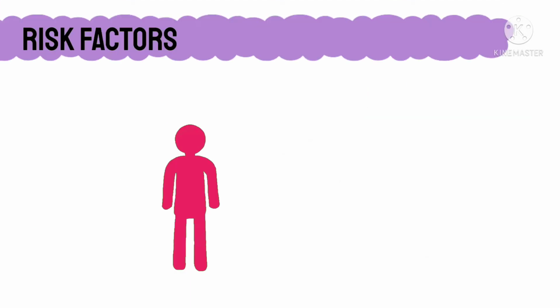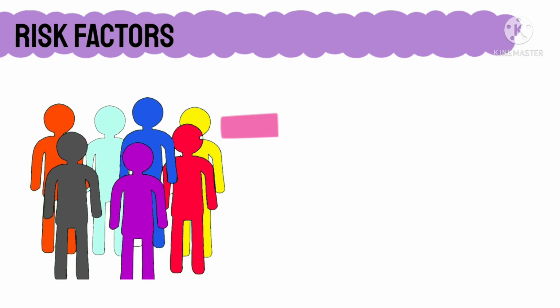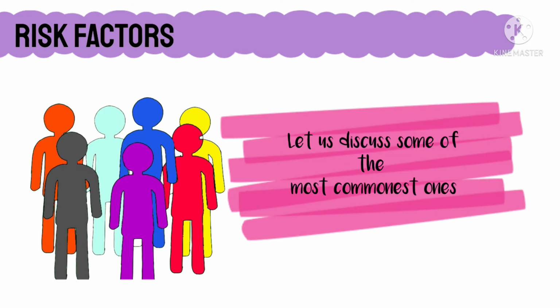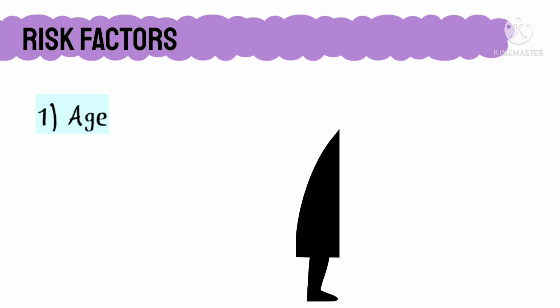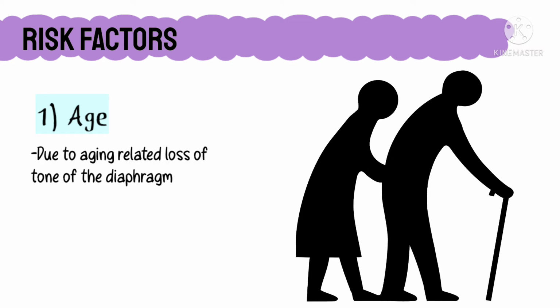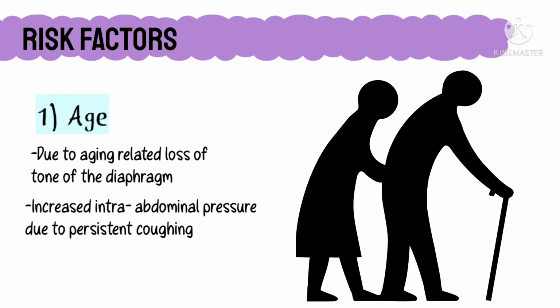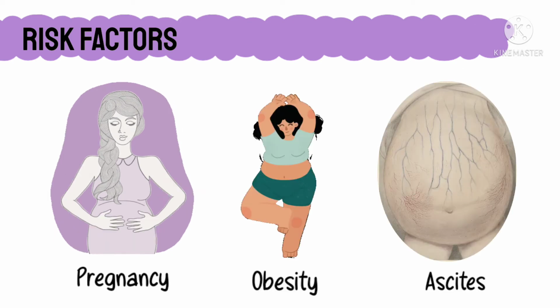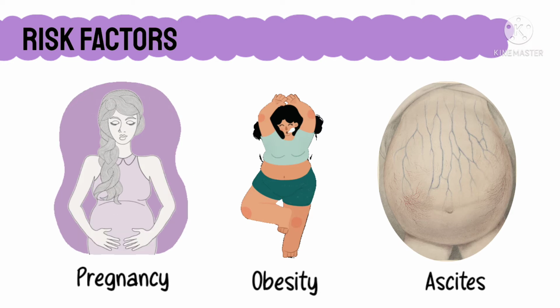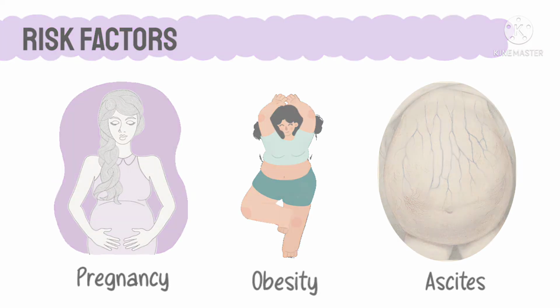Though hiatal hernia can occur in anybody, let us discuss some of the most common risk factors associated with this disorder. The first risk factor is age. It is found that in the older age group, due to aging related loss of the tone of the diaphragm and increased intra-abdominal pressure due to continuous coughing, the hiatal hernia is common. Pregnancy, obesity, and ascites, which also increase the abdominal pressure, can cause hiatal hernia.